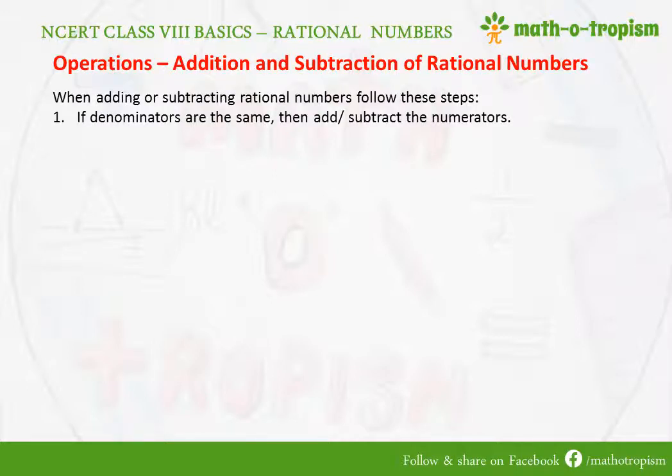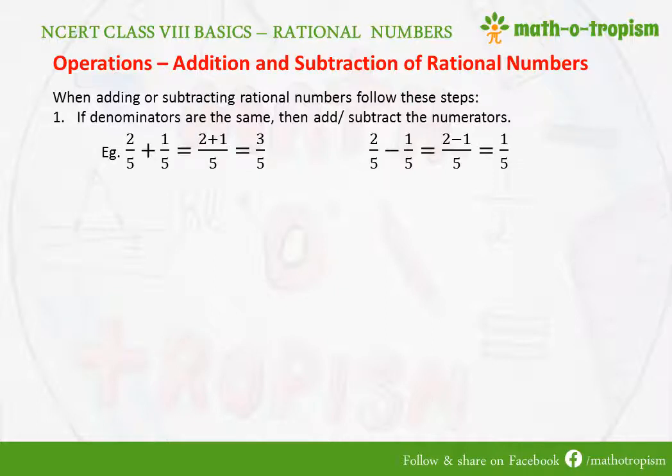If the denominators are the same, then add or subtract the numerators. So given rational numbers, if they have the same denominator, you just need to add or subtract the numerators. For example, if we have 2 by 5 plus 1 by 5, then we can write the denominator as the same 5 and the numerator will be the addition of 2 and 1, which is 3. If it is given as 2 by 5 minus 1 by 5, then it is equal to 2 minus 1, which is equal to 1 by 5.